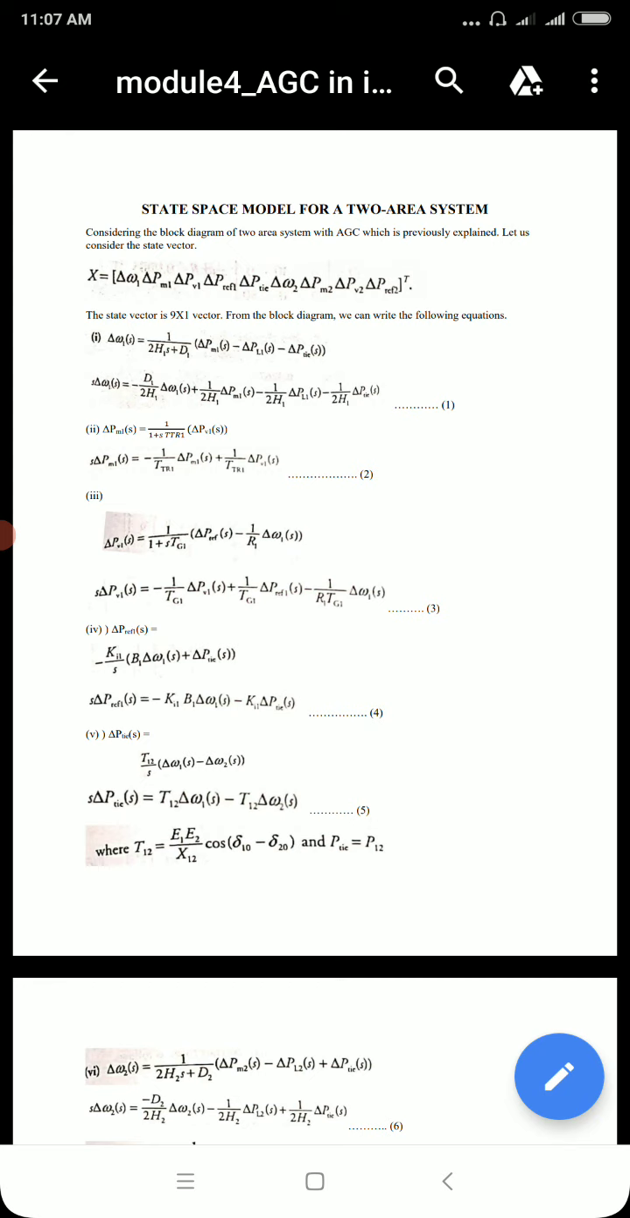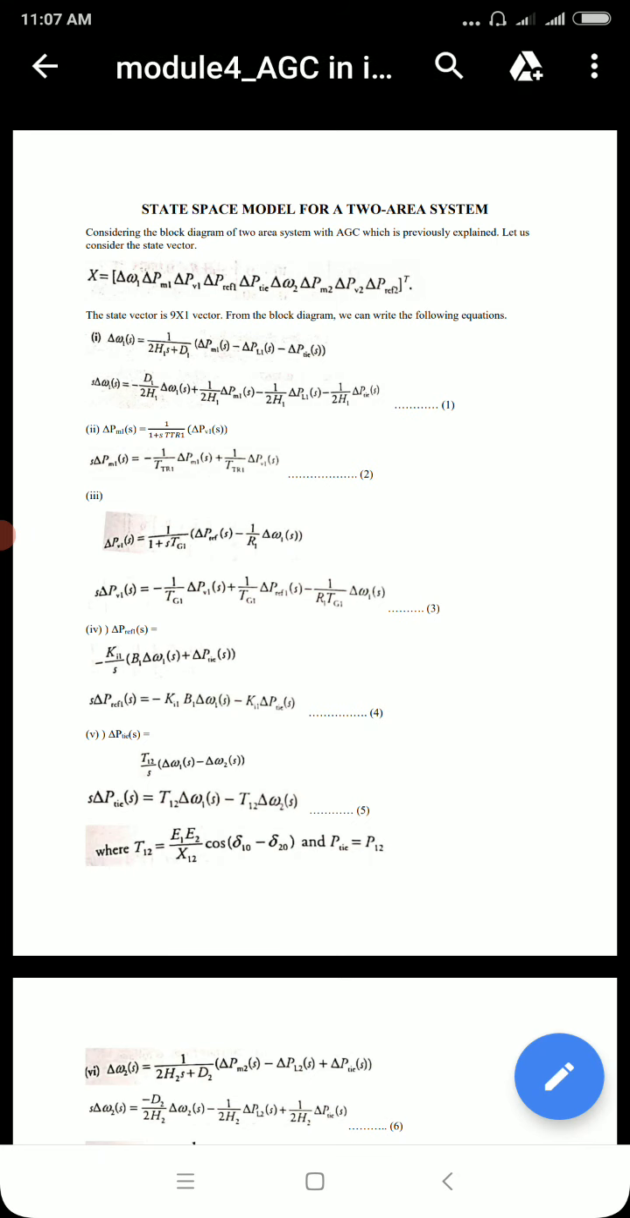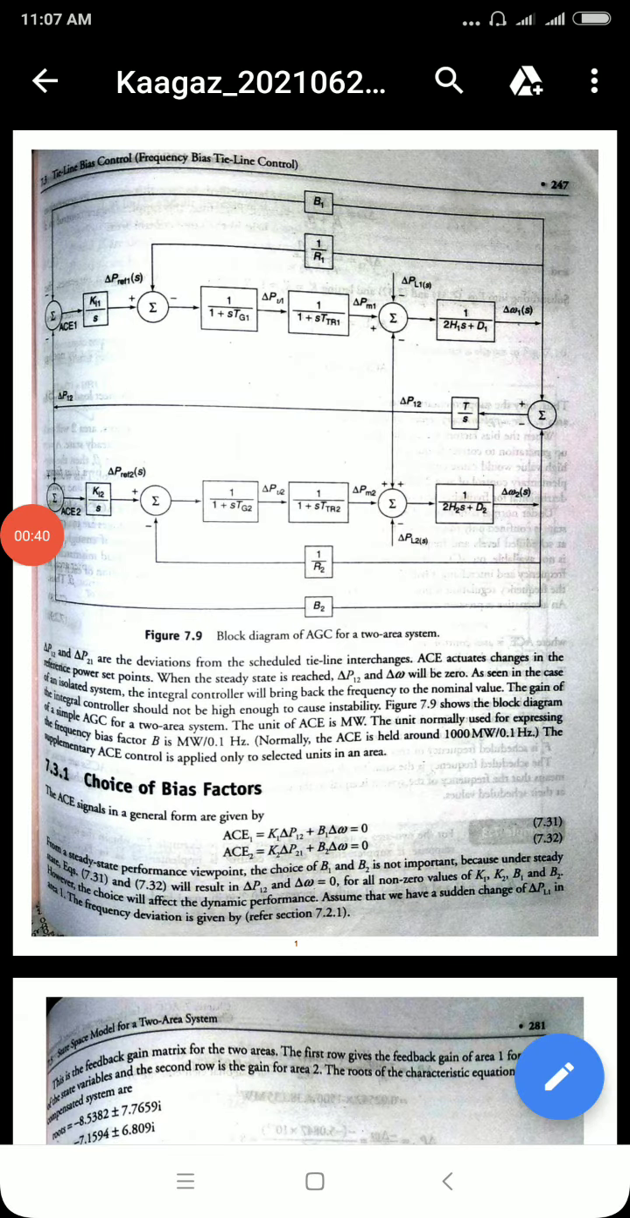Before that we will see the block diagram which we have seen in the previous classes. Once again we will recall that block diagram. This is the block diagram of AGC for a two area system. You have seen this in your previous classes. Once again, recall this block diagram. On this block diagram we need to continue our analysis. So this is the block diagram for the state space model for a two area system.